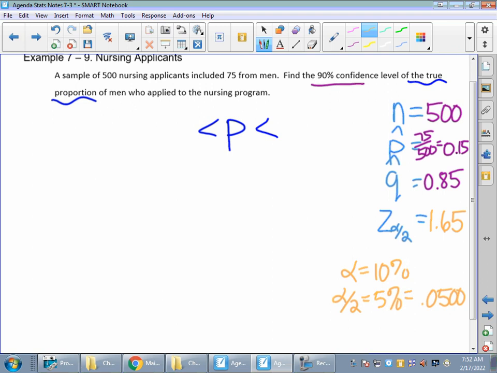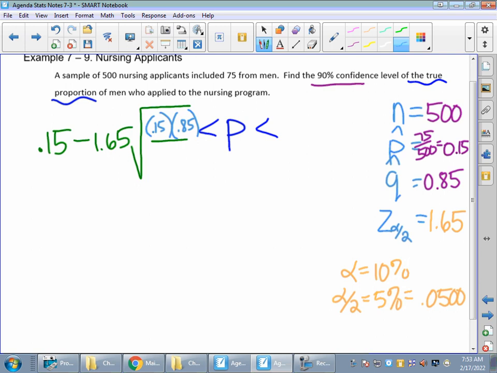So now we're ready to set up our proportion. It's P hat minus the Z of alpha over 2 times that giant square root of P hat Q hat over N, and then the same thing with a plus on the other side. So I'm going to start with my P hat, 0.15, minus my Z value, 1.65, times a giant square root. Up here, I'm going to put in 0.15 times 0.85. That's my P hat times Q hat over my sample size, 500.